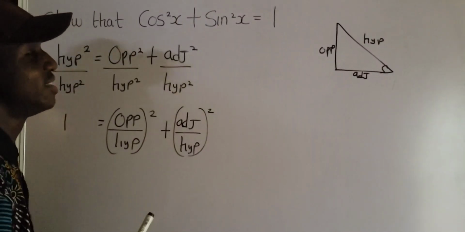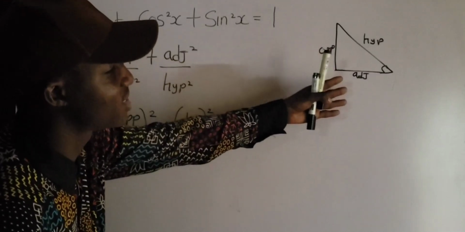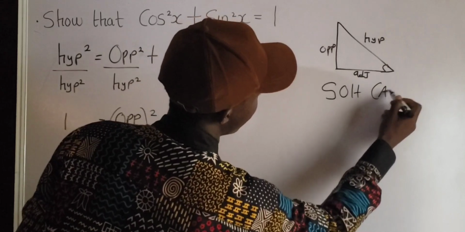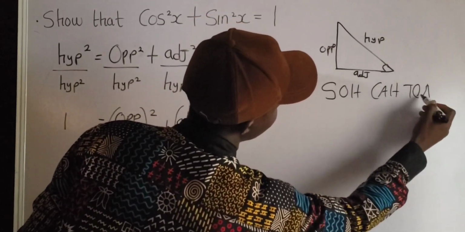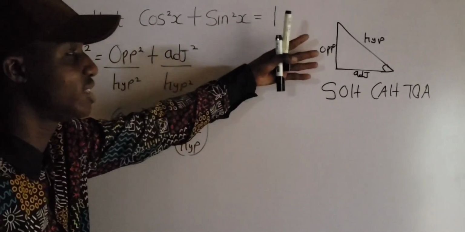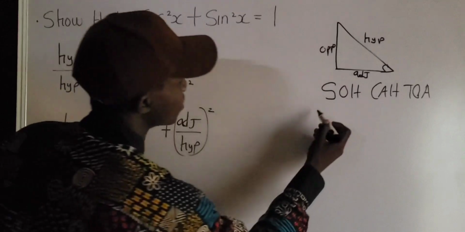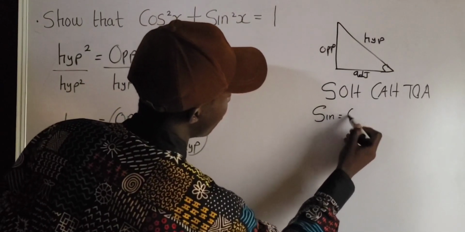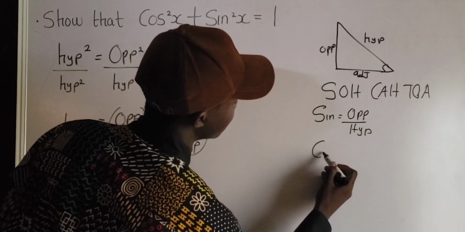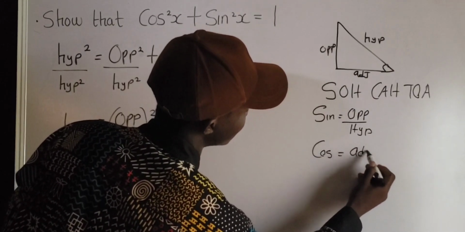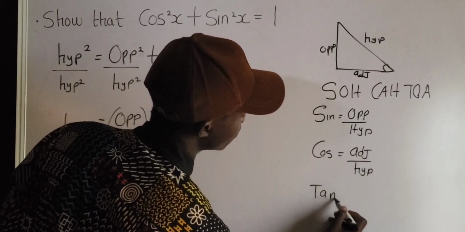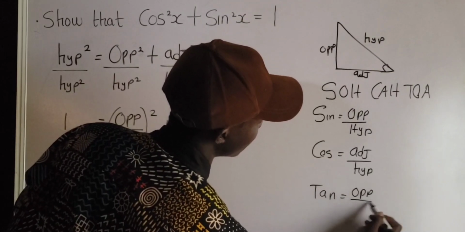Don't forget, the relationship that exists between these three sides of this right angle triangle is SOH-CAH-TOA. This is the mnemonic device that they use. Where SOH, which is sine, is equal to opposite over hypotenuse. And CAH, which is cos, is equal to adjacent over hypotenuse. And TOA, which is tan, is equal to opposite over adjacent.